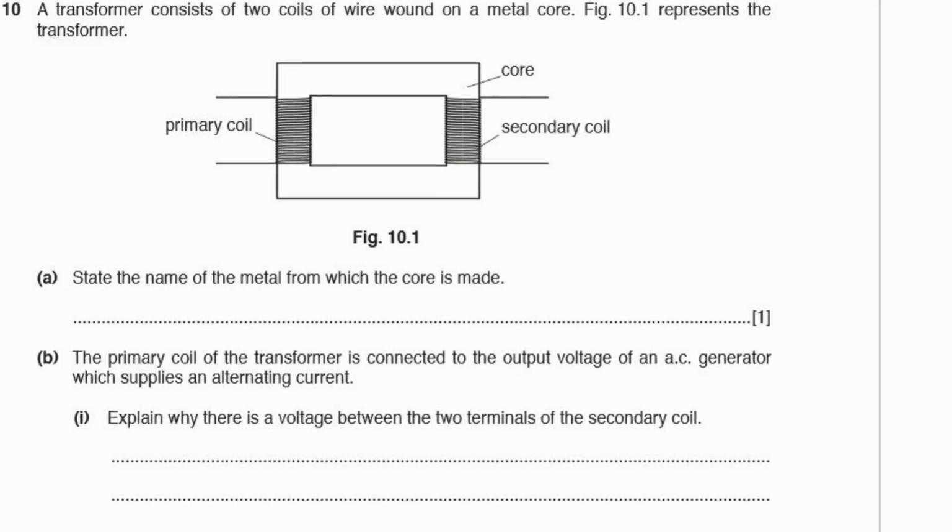Question 10. A transformer consists of 2 coils of wire wound around a metal core. Figure 10.1 represents the transformer. A. State the name of the metal from which the core is made.